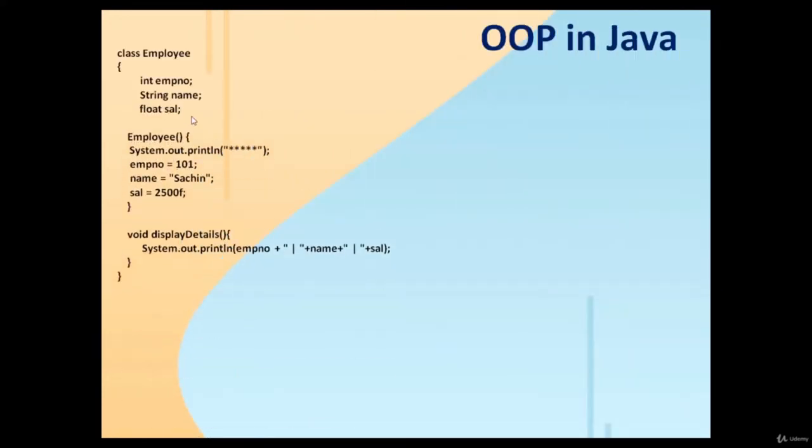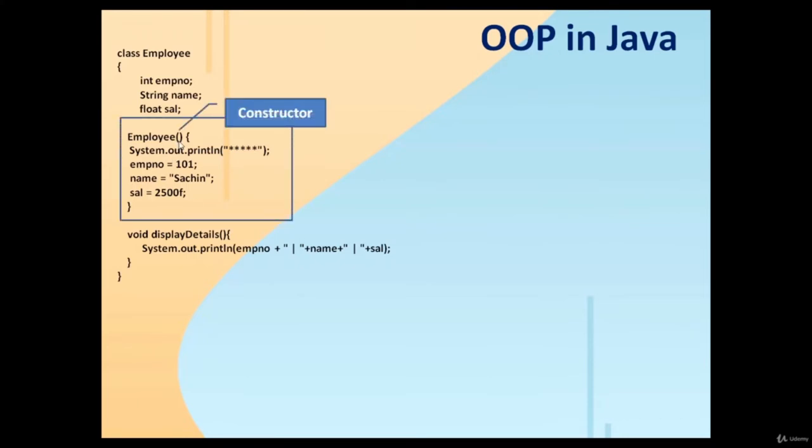Now one example. You see we have a class Employee. The class has three properties: empno, name and sal. We defined a constructor, a special method whose name is the same as the class name, with no return type. If you provide the return type void, then it becomes a normal method. I just wrote System.out.println of some stars, used to initialize the member details of an object. And it has a normal method, displayDetails. So displayDetails is a user defined method, a normal method, but Employee is the constructor.